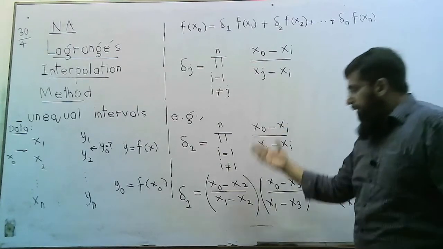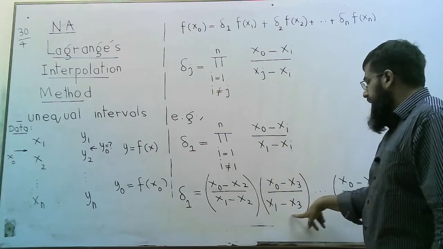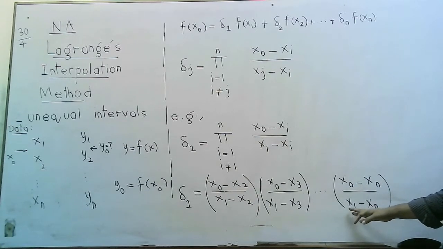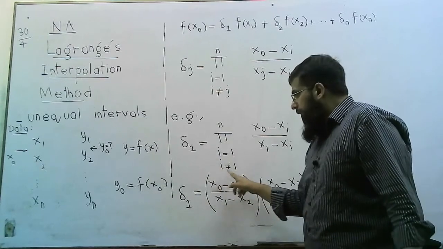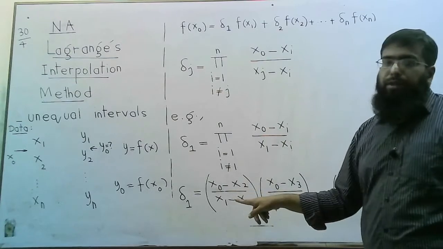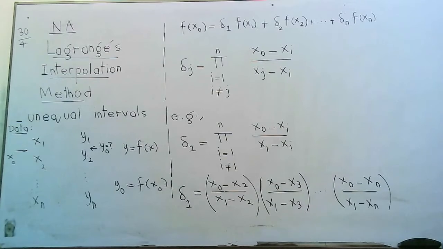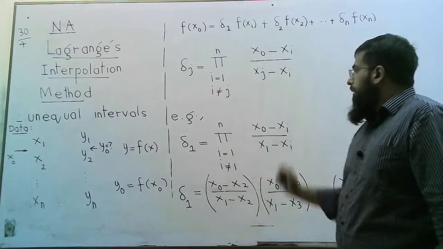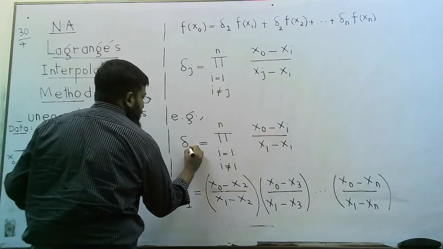And then we'll try the next value of i, that is 3: x naught minus x3 over x1 minus x3. And finally the last value, x naught minus xn divided by x1 minus xn. But we have omitted the value for which i is exactly equal to 1, because if we did that, there would be a 0 in the denominator, x1 minus x1, and that would make things difficult for us. Therefore, we'll skip this.